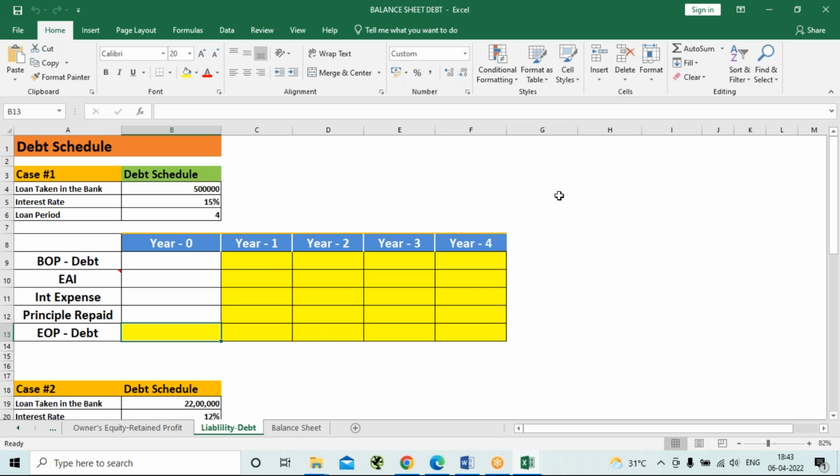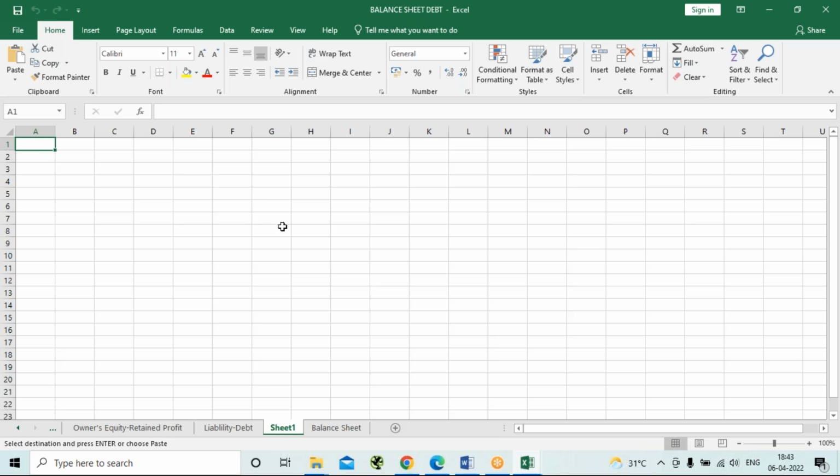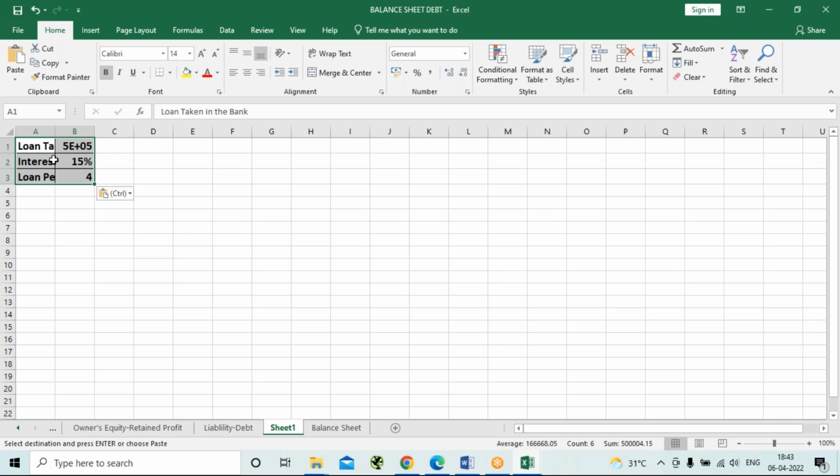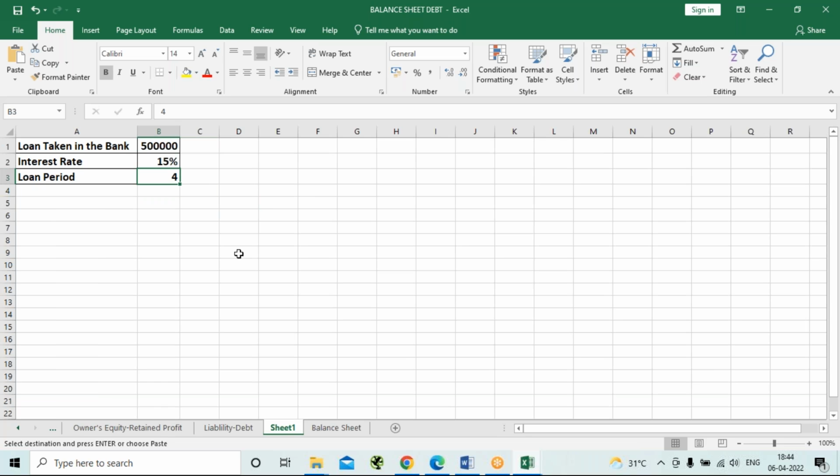So suppose I'm going to give the same calculation over here. Let me copy this value. The loan period, let me put it for 1 year. And the value, let me keep it as 50,000. And the interest rate is 15%.